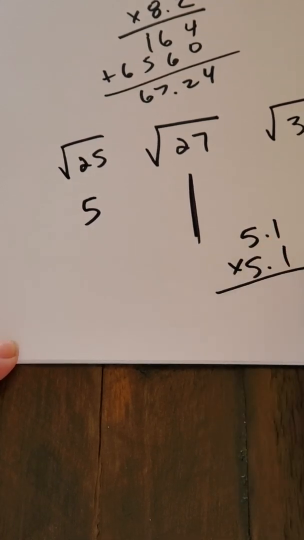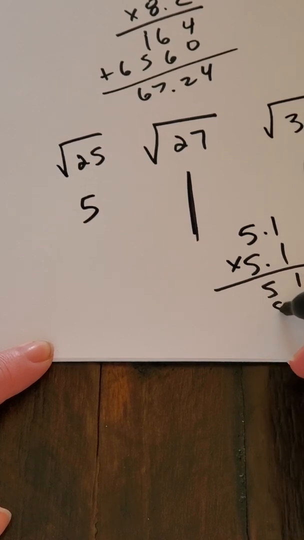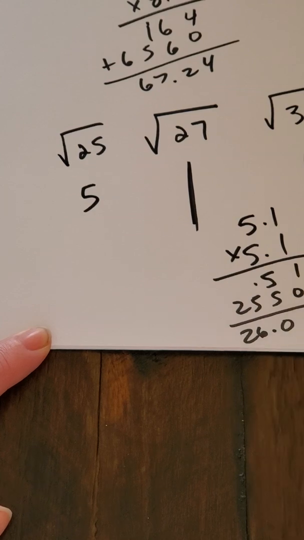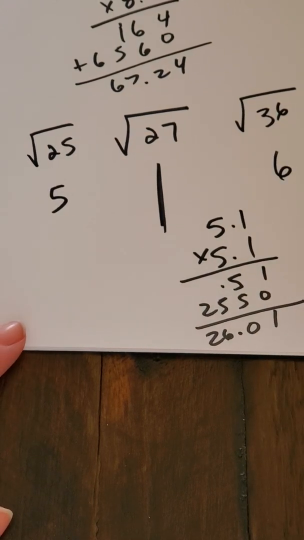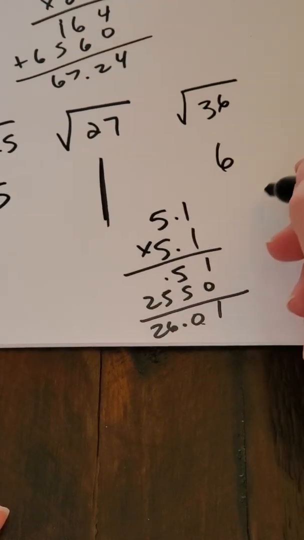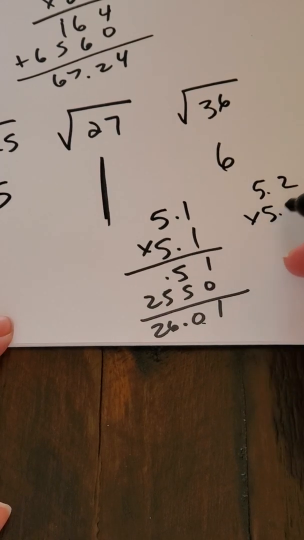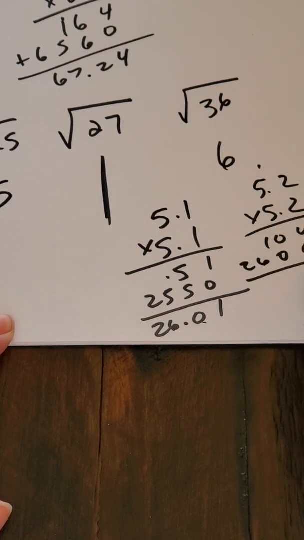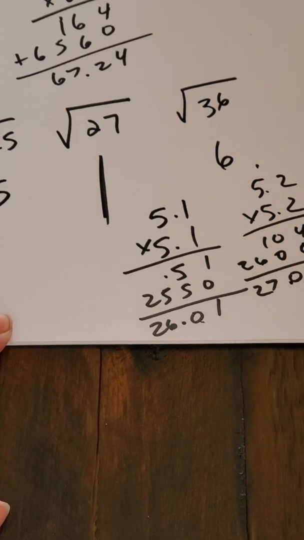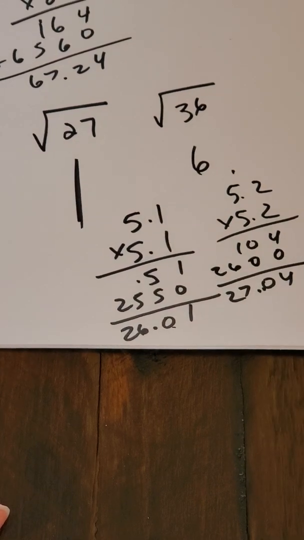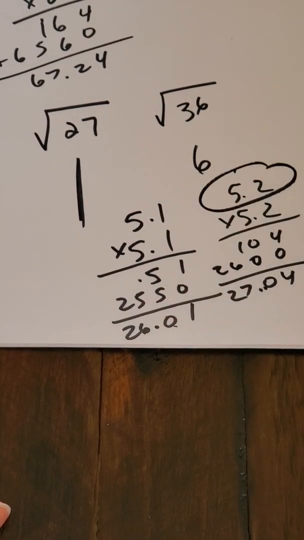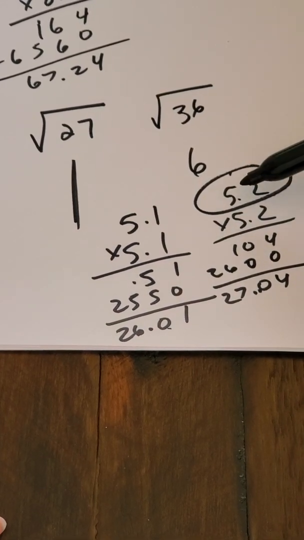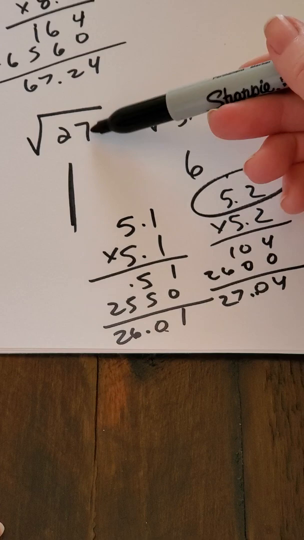Let's try 5.1. We got 26.01. It's a little bit far away from a 27. Let's try 5.2. Ooh, that was really close. That was 27.04. That would be the answer. So the estimate for the square root of 27 is about 5.2, because 5.2 times 5.2 is really close to 27.